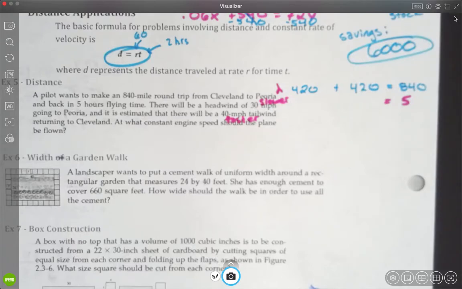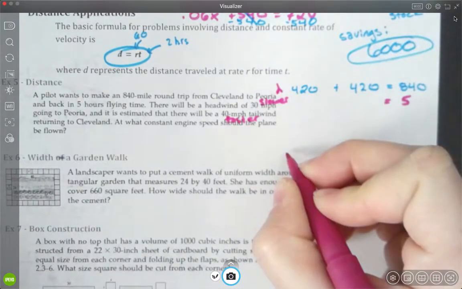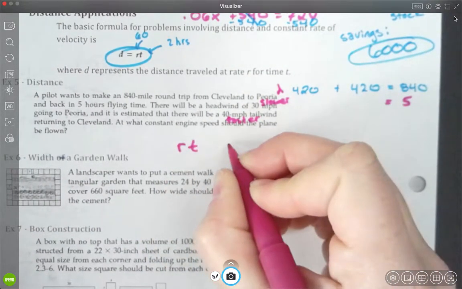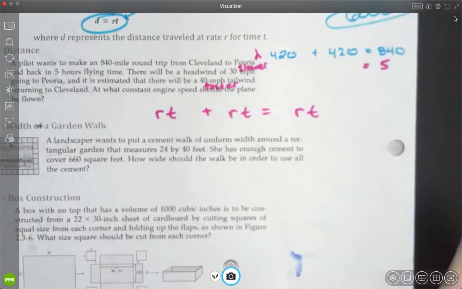At what constant engine speed should the plane be flown? Okay, so we're talking about distance equals rate times time. Velocity equals distance divided by time. Rate times time plus rate times time equals rate times time. RT plus RT, because going there, coming back is different.